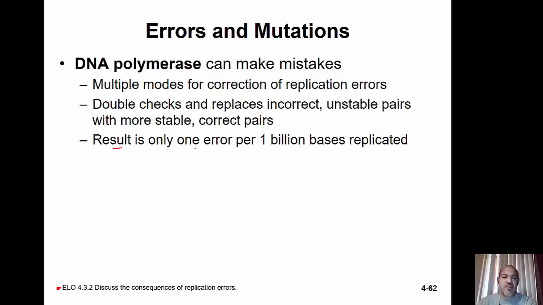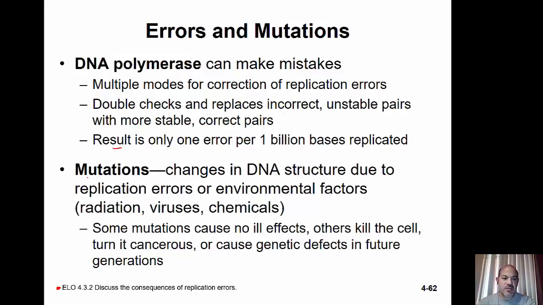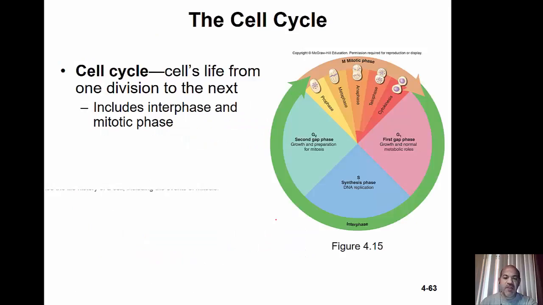So that's kind of remarkable. And so there are mechanisms for fixing those errors. Every now and then, though, one does get passed. And so that's where we get mutations. So mutations are going to be changes in DNA structure due to replication errors or environmental factors. So you could have agents in the environment like radiation or viruses or chemicals that can cause changes to the DNA structure. And some of these mutations can have no ill effects at all. In fact, some may provide advantages.